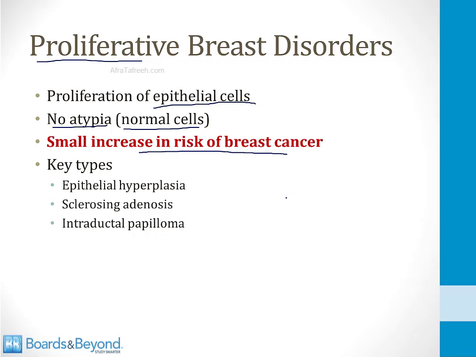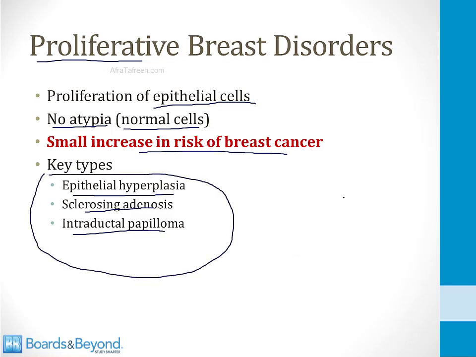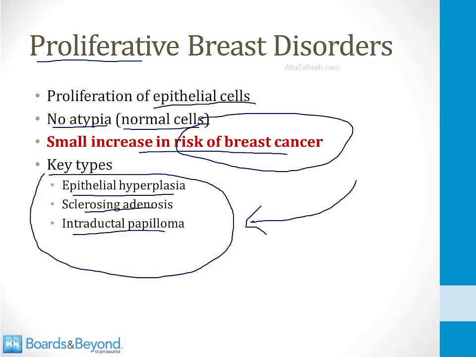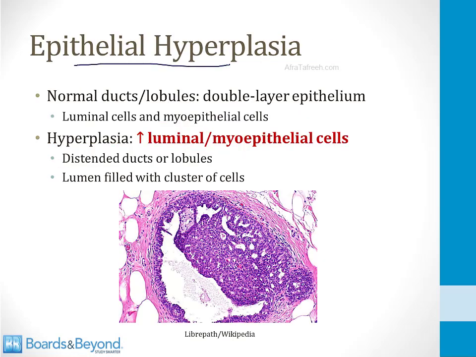So the key types of proliferative breast disorders we'll talk about in the next few slides are epithelial hyperplasia, sclerosing adenosis, and intraductal papilloma. These can all present as a breast mass, just like fibrocystic changes, but on a biopsy they look different and they have more implications for the woman because they are associated with a higher risk of breast cancer. First, let's talk about epithelial hyperplasia.